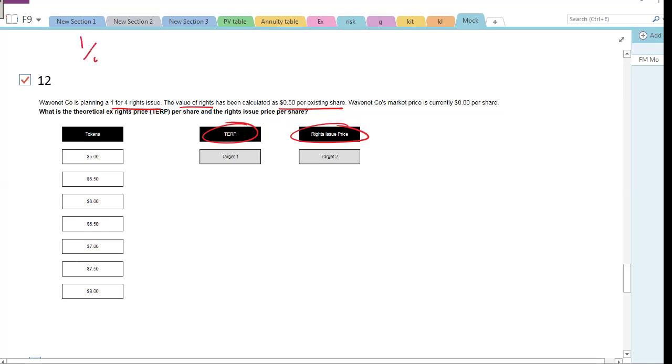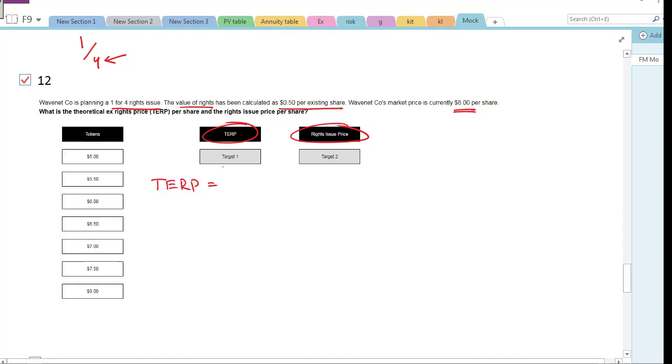And what are the existing shares? When we say 1 for 4 rights issue, it means that at the moment we have 4 existing shares and we want to issue one more. So existing shares are these four shares. The company's market price currently is $8. So what is the theoretical ex-rights price and the rights issue price? It should be one of these calculations. So let's calculate the theoretical ex-rights price first.